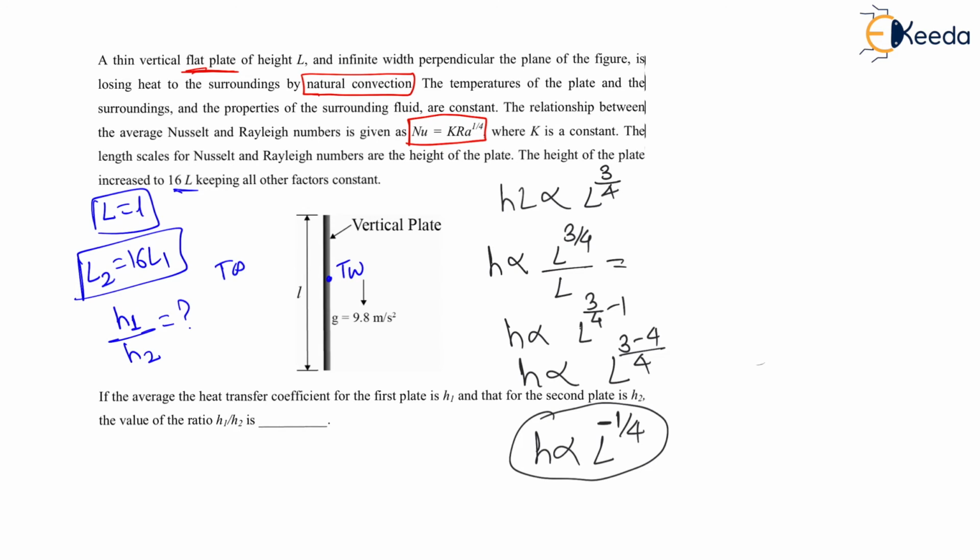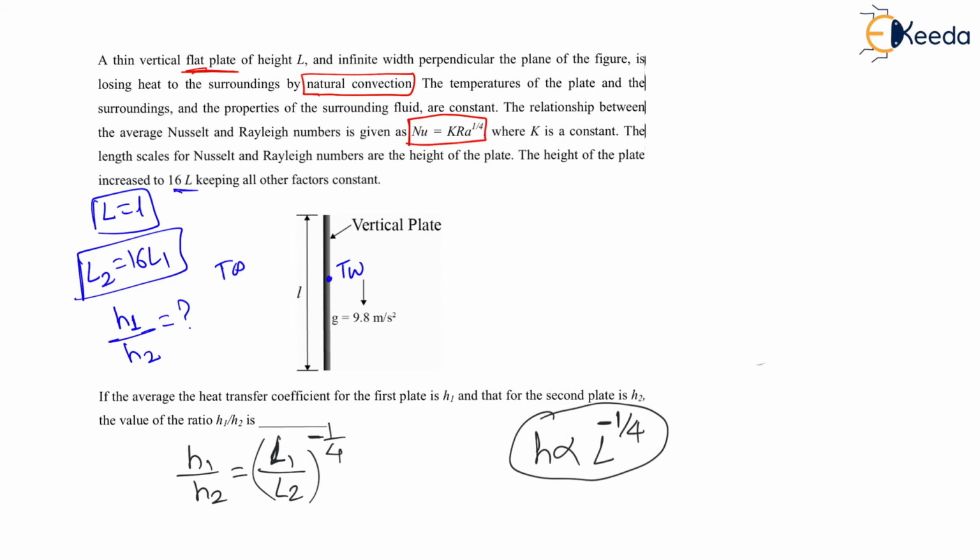And my dear students, here length is increasing by 16 times. So what will be H1 divided by H2? Now, if I want to consider the relation, that is H1 divided by H2, it will become L1 divided by L2 power minus 1 by 4, right? Therefore, let us put the values over here, right? Therefore, I will get H1 divided by H2 is equal to L1 divided by L2, where L2 is 16 L1, so L1 divided by 16 L1 power minus 1 by 4, right?